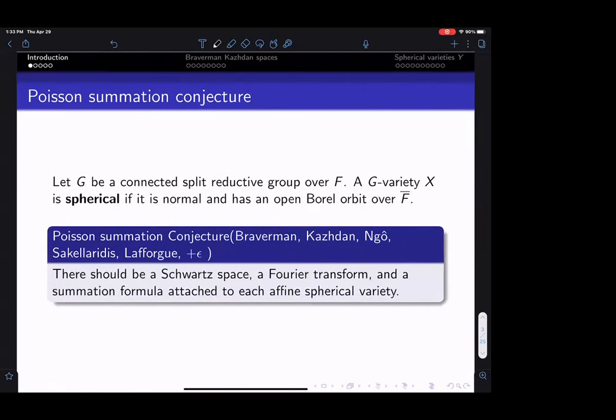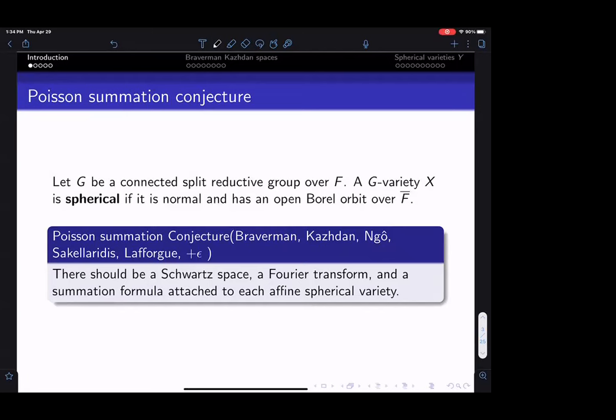To begin, I would like to first state the conjecture that we are interested in. Let G be a connected split reductive group over F. F can be a global field or a finite field. And we say a G-variety X is spherical if it is normal and has an open Borel orbit over the algebraic closure. What the Poisson summation conjecture says is that there should be a notion of Schwartz space, a Fourier transform, and a summation formula attached to each affine spherical variety.